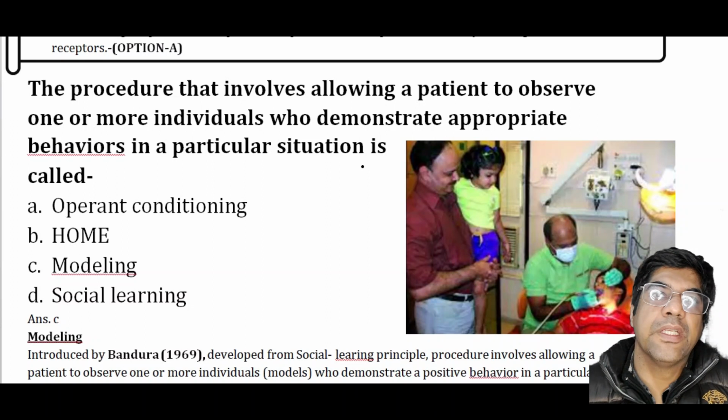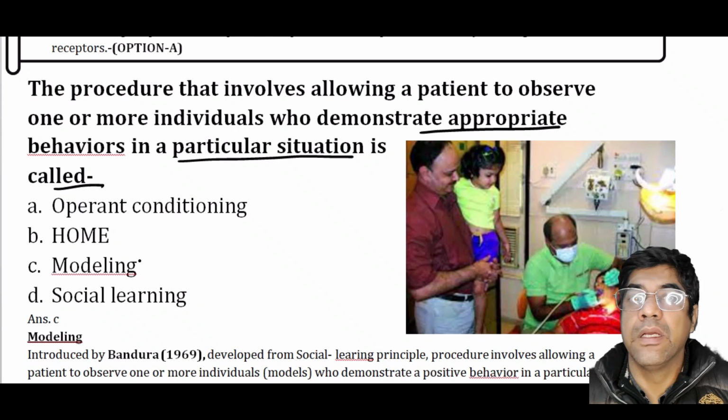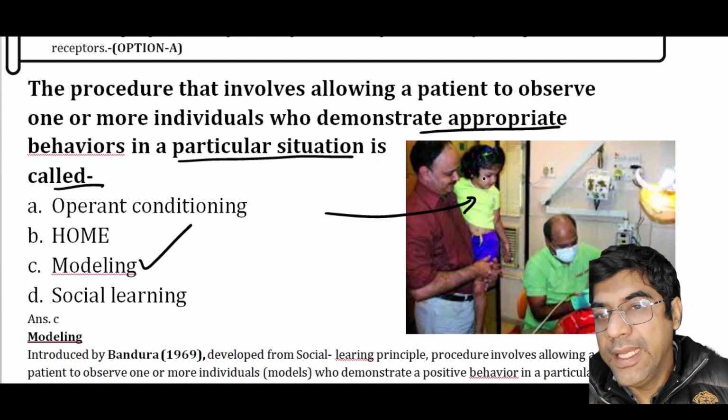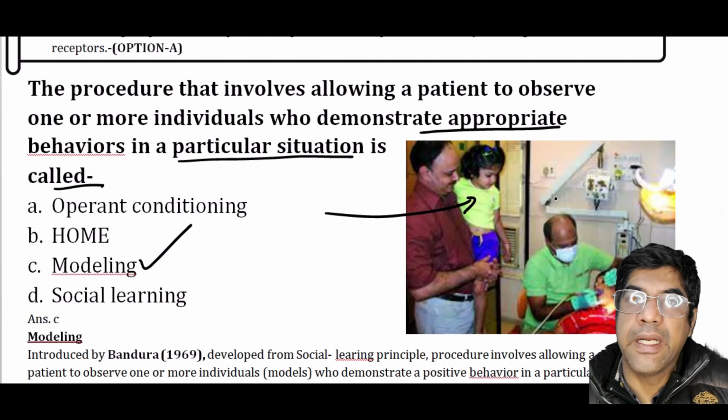Coming to the next question, the procedure that allows a patient to observe one or more individuals who demonstrate appropriate behavior in a particular situation is known as modeling. So modeling, remember, is a procedure that allows a patient to observe one or more individuals who demonstrate a positive behavior in a certain condition.